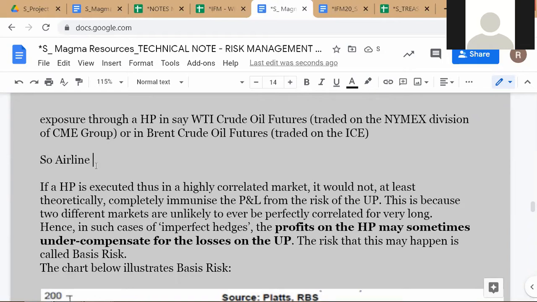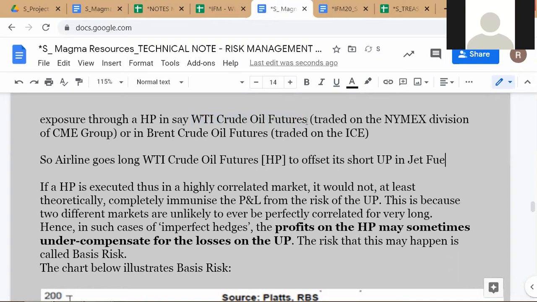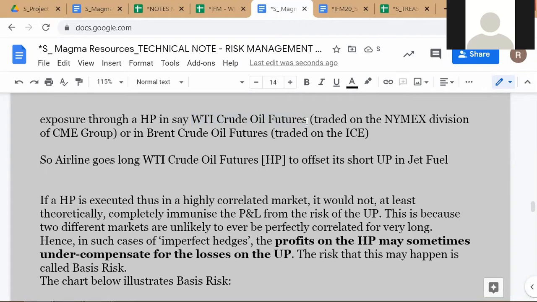Airline, you don't say the airline because I want to save my typing time. Okay, so airline goes long crude. This is the hedge position to offset its short position in jet fuel. Okay, so here you can define it this way. Let's put it this way: the spread.